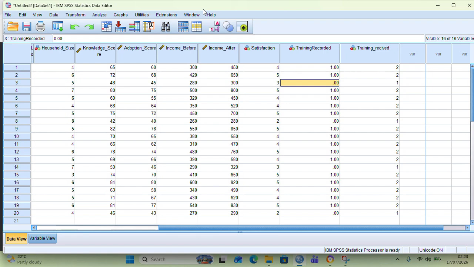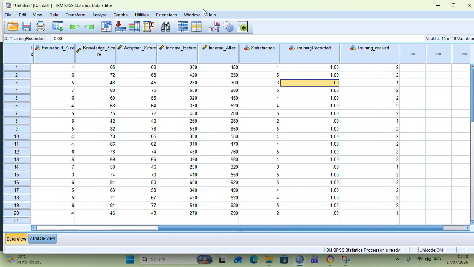Today we're going to learn about the independent t-test in SPSS. Before we perform the analysis, I want us to understand what an independent t-test is and where we are supposed to be using it.